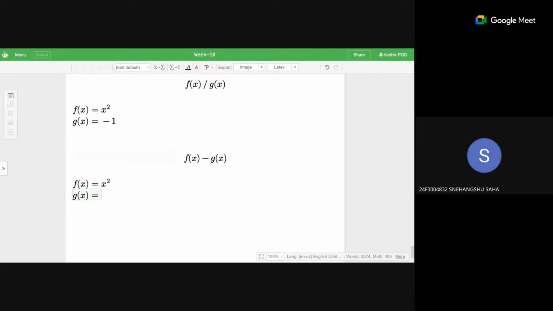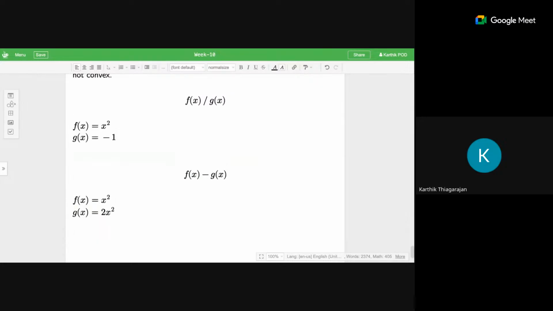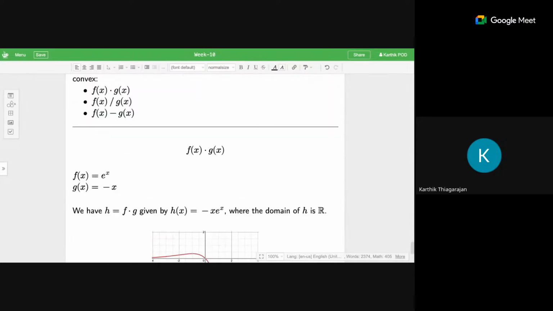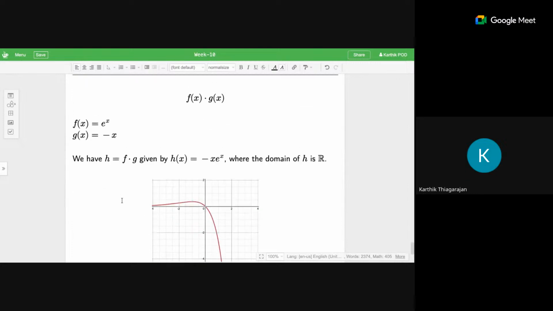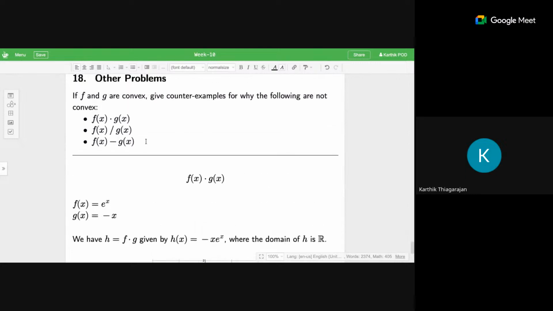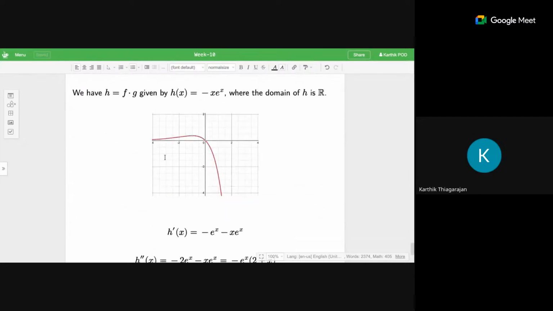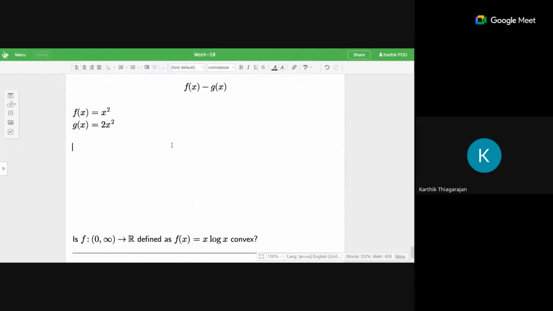3x square or something. 3x square, right? So if you have something like this, f minus g will be concave because it will be negative. In fact, you can just have 2x square. So this will be minus x square. Minus x square is concave, right? So yeah, that is about examples. Coming up with counterexamples, right? So I hope that is clear.